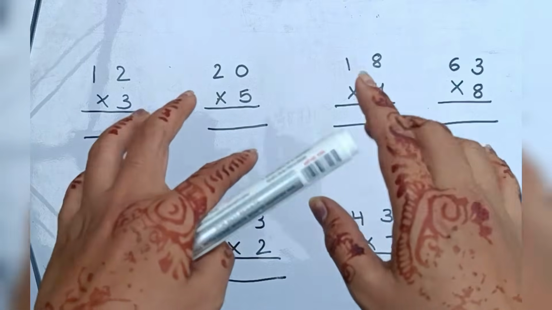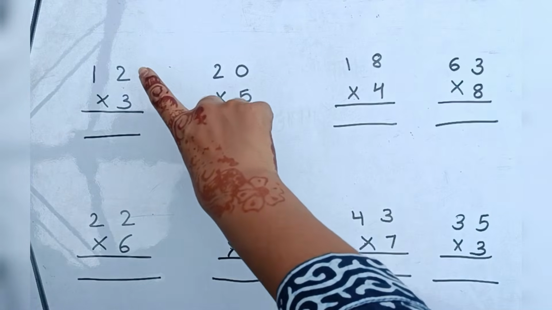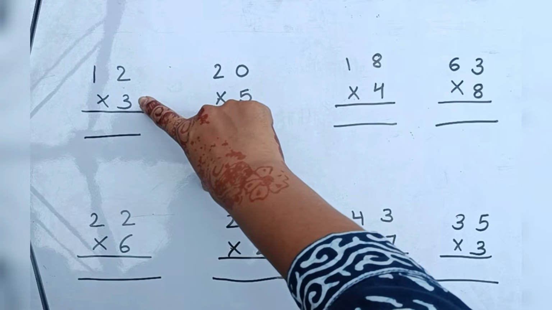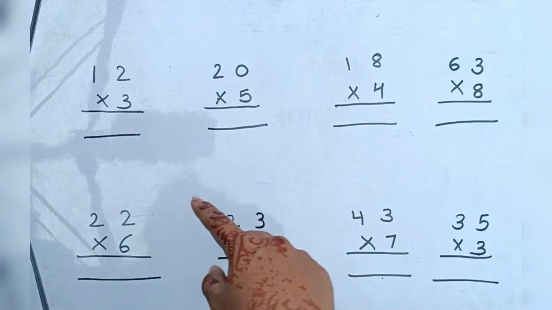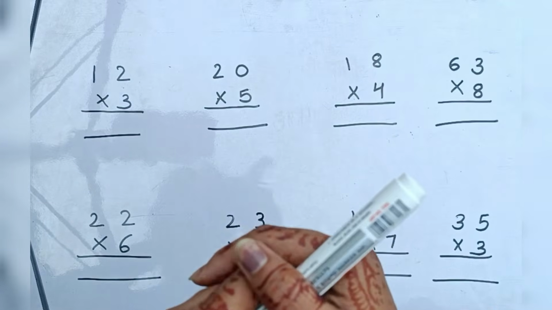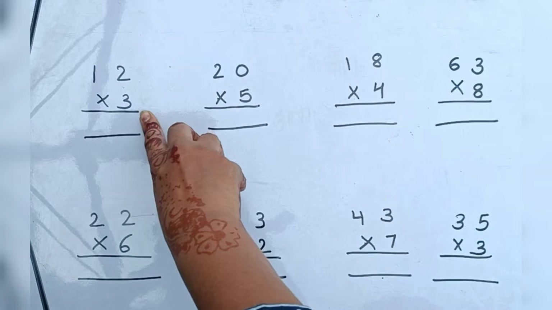In this video, we learn multiplication. Here we have two numbers to multiply with one number. These all are very easy questions. Let's get started. Here we have 3.